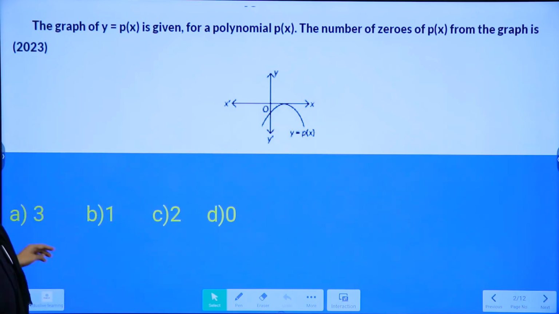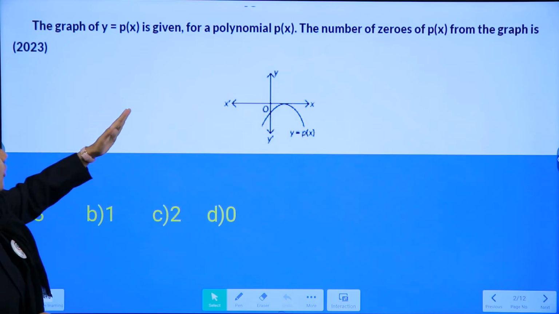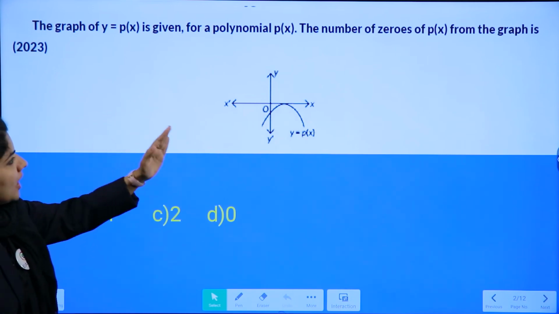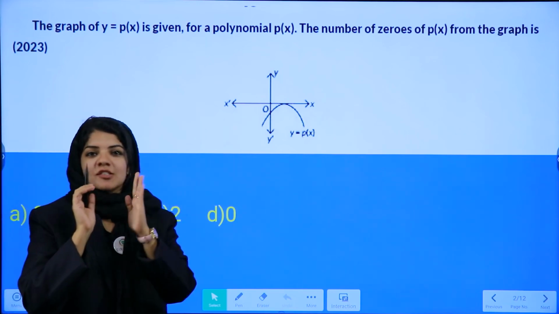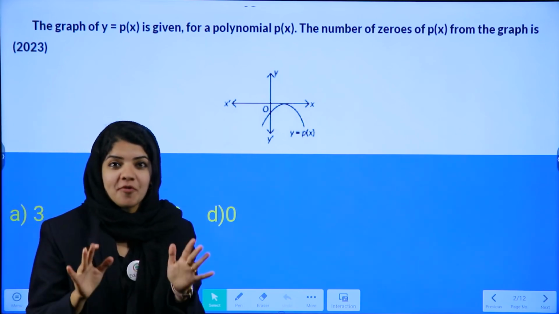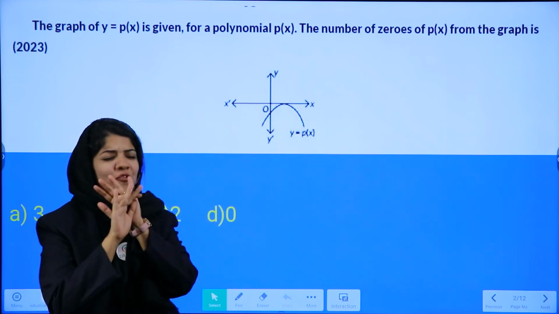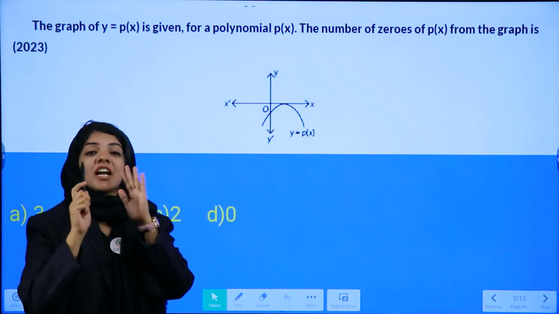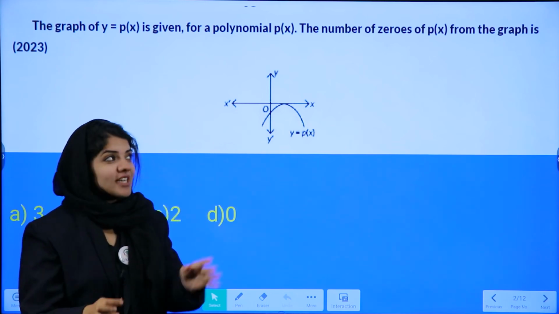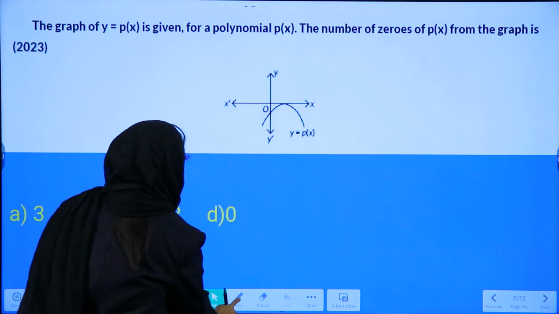The question is, the graph of y equals p of x is given. Find the number of zeros of p of x from the graph. It's very simple. How will you find the number of zeros from the graph? Yes, count how many times the graph touches the x-axis.